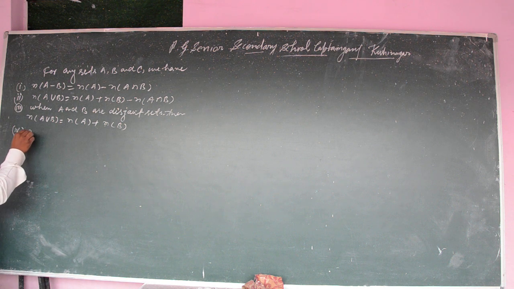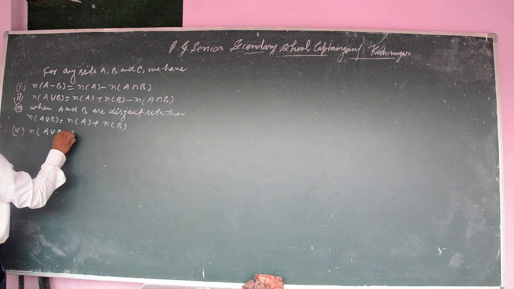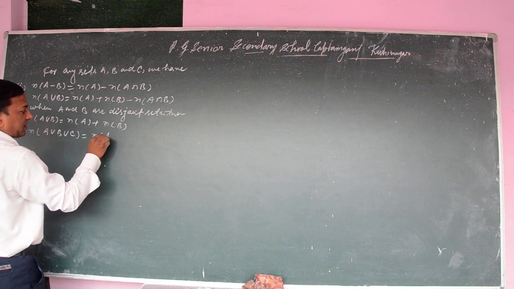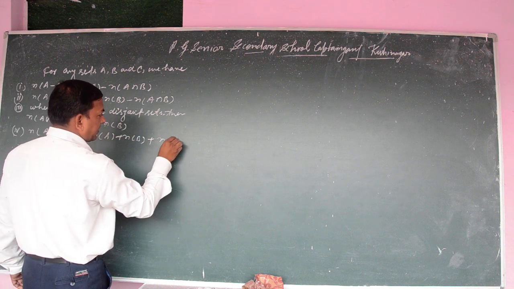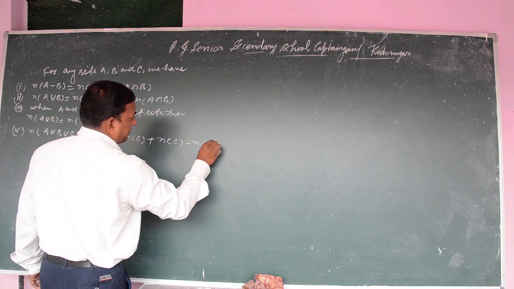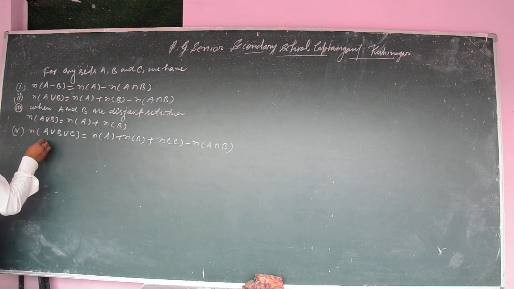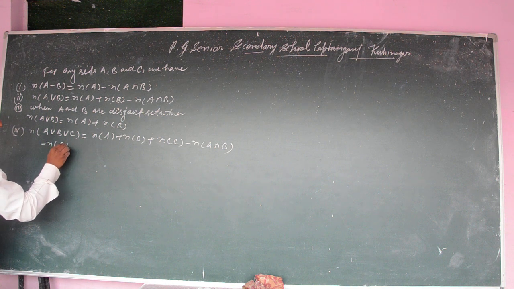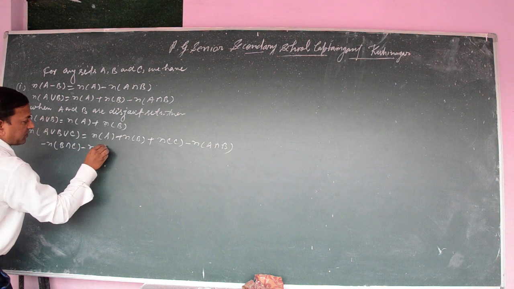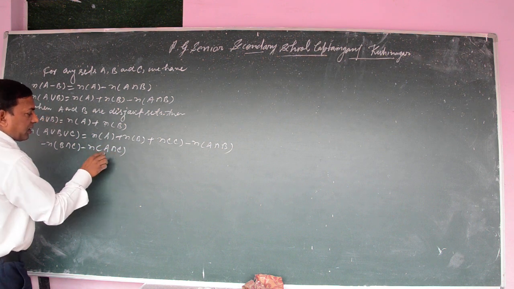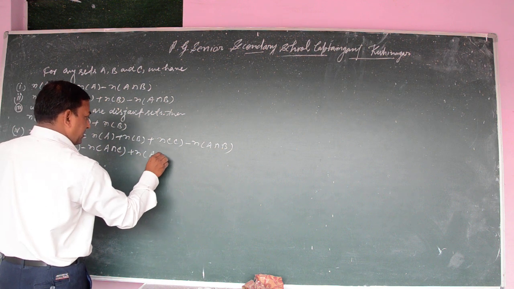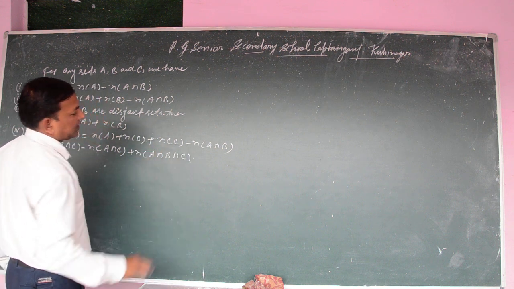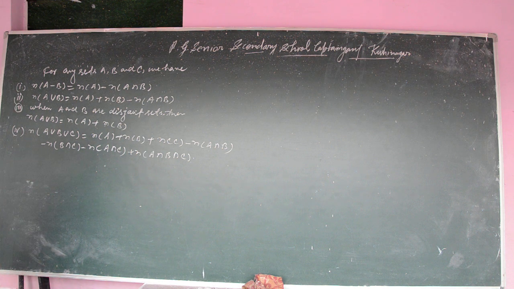Fourth, for three sets A, B and C, cardinal number of A union B union C equals cardinal number of A plus cardinal number of B plus cardinal number of C minus cardinal number of A intersection B minus cardinal number of B intersection C minus cardinal number of C intersection A plus cardinal number of A intersection B intersection C. Now let us prove these formulas one by one.